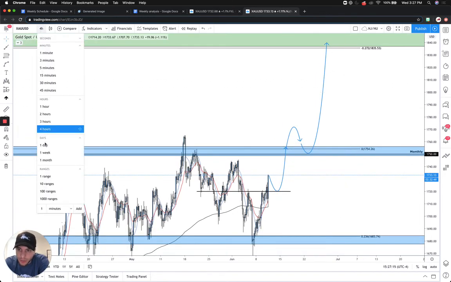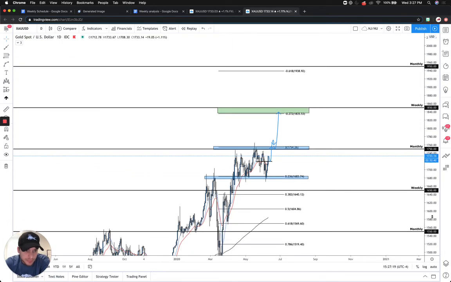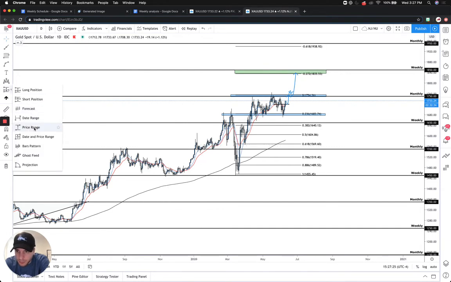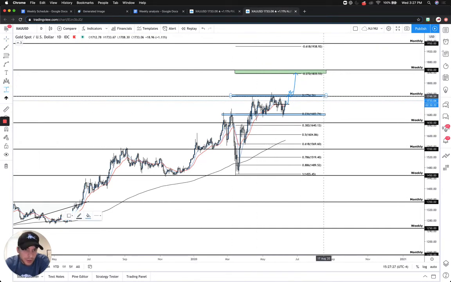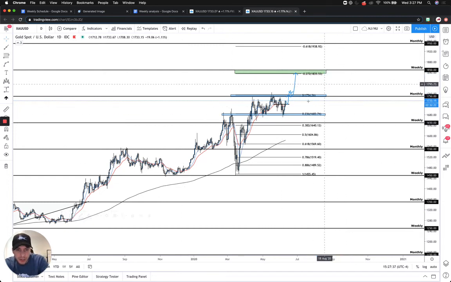Okay, so let's just zoom out, see if this all makes sense. Based on the overall time frame, we're very bullish, as we can see. I want to put some price range in here. We're looking for that final move, that continuation from the monthly to the weekly. So that's basically what we're looking at. Very bullish. So this is all good so far.